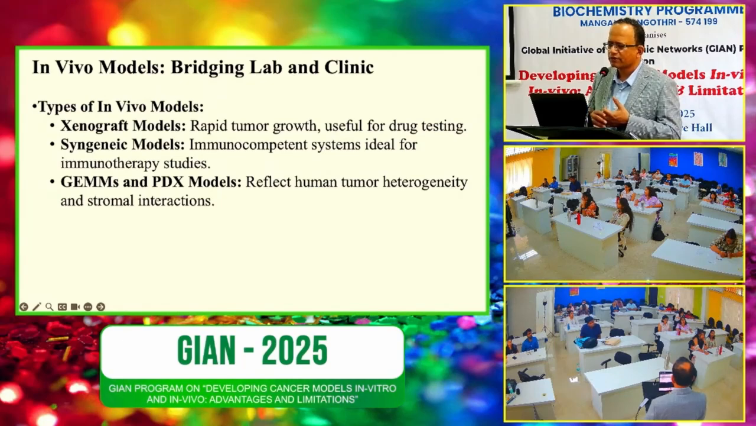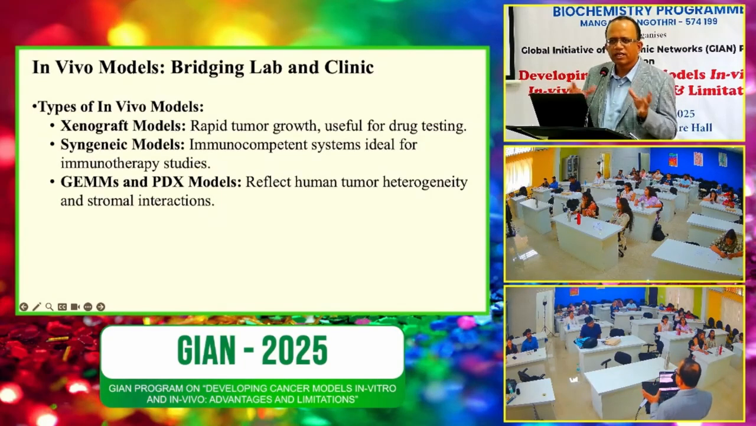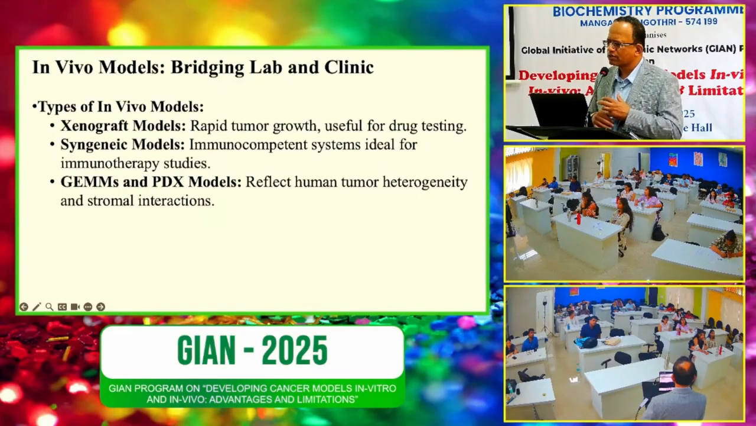The GEMMs and PDXs reflect human tumor heterogeneity, so that's why people go for GEMMs and PDXs, and for stromal interactions. If you want to study the microenvironment, those are the models you want to use. I shared my experience with in vivo model selection and all the limitations I went through in our laboratory. I've already discussed a lot of things, so if you got the information, it's fine. If not, at least when the problem comes to you, what do you need to do? Reach out to someone who is an expert in that particular area or model.